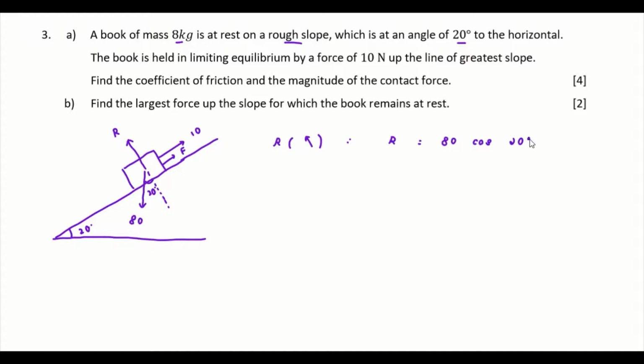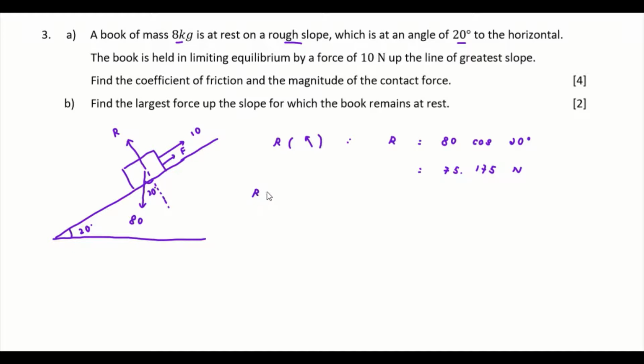Again, some people make careless mistakes, or are not sure whether to do 80 sine 20. Please see that the 20 degree angle here is touching the component, so you should use cos rather than sine. After you get this, you can get your R, which is 75.175. This is your normal reaction force.